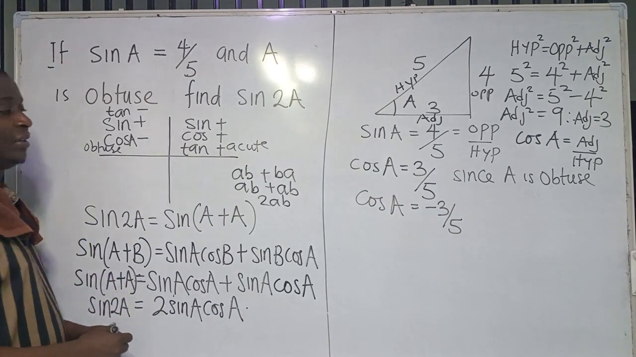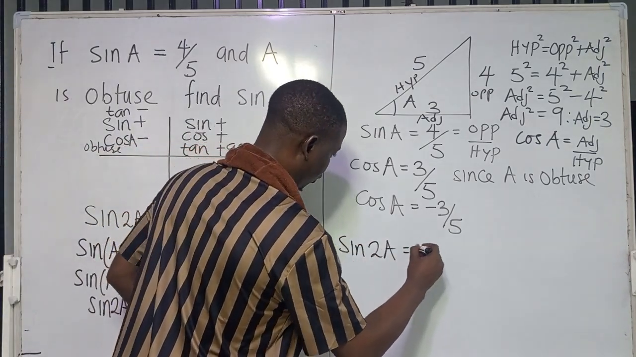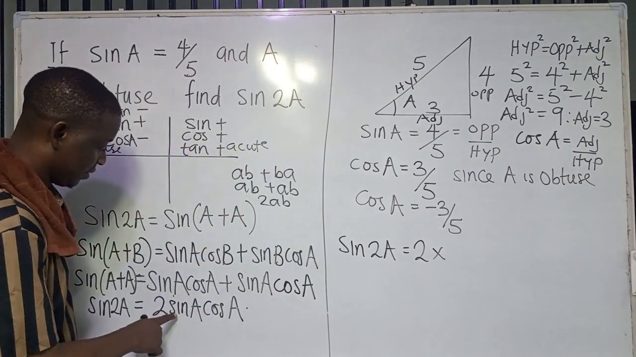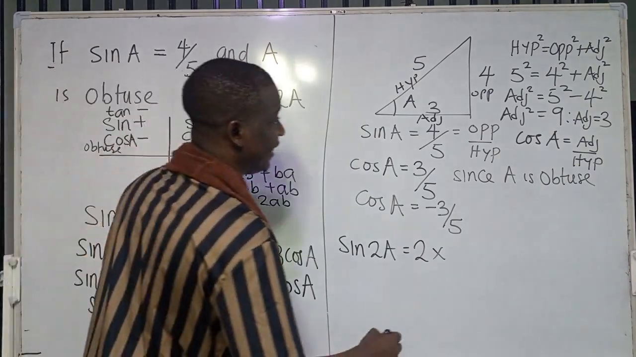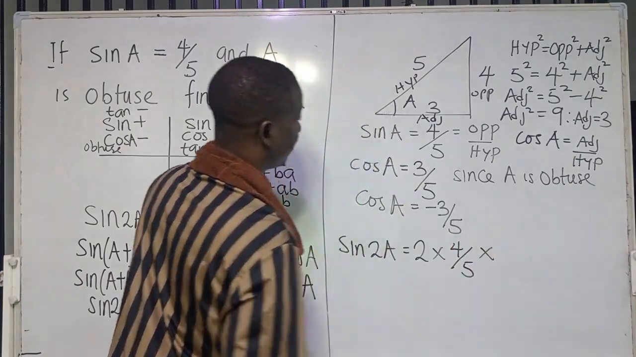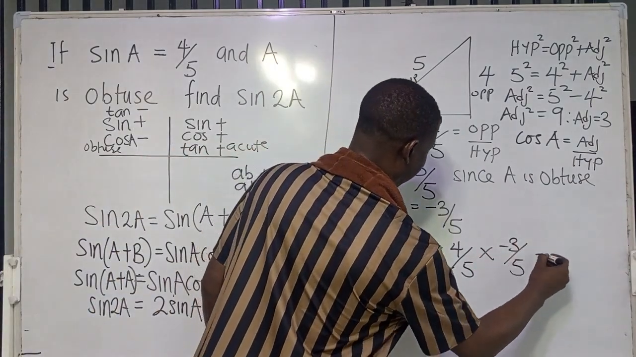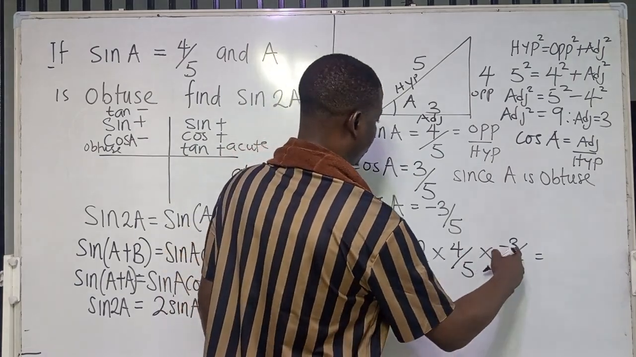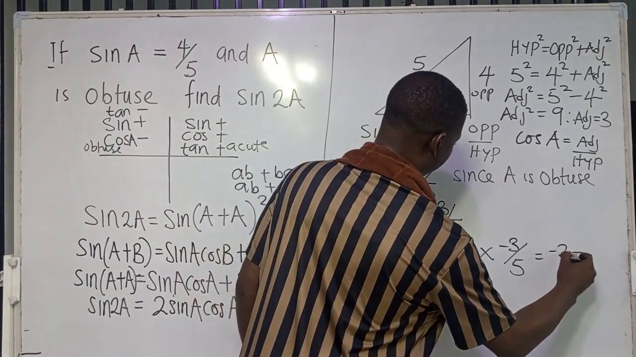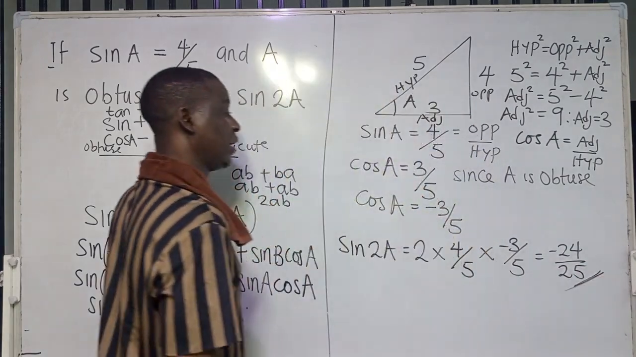So let's put it into this one. Sine 2A will be equal to 2 times sine A, which is 4 over 5, times cos A, which is minus 3 over 5. That gives us minus 24 over 25. This is your final answer.